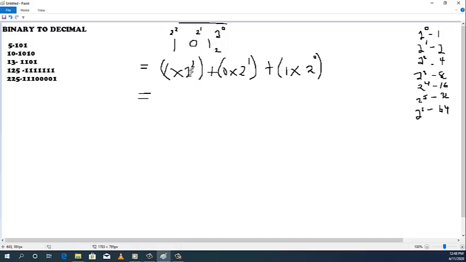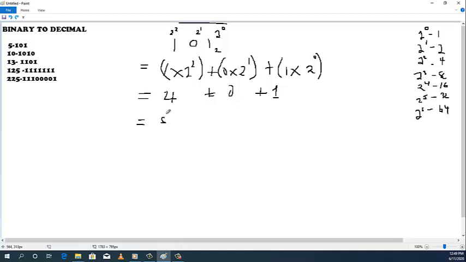Then you go to the next step. You have to evaluate 2 to the power of 2. Go to your table. What is it giving us? 4. 4 times 1 is 4. Plus 2 to the power of 1, that's 2. 2 times 0 gives us 0. Plus 2 to the power of 0, any number to the power of 0 is 1. 1 times 1 gives us 1. So we add: 4 plus 0 plus 1. What do we get? A 5.